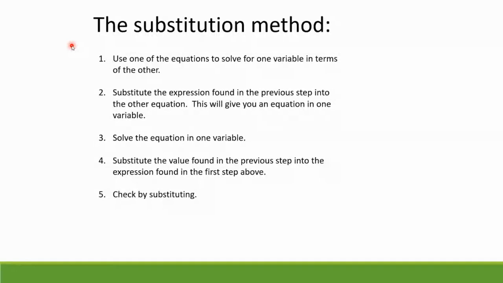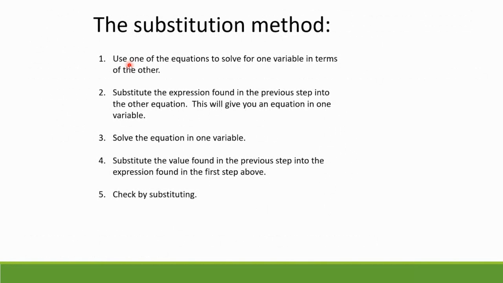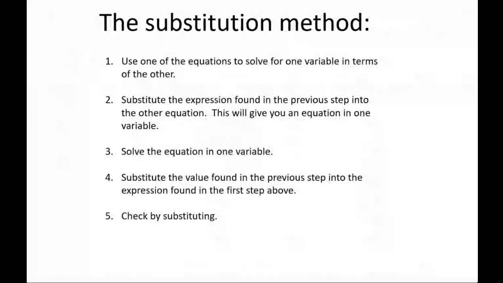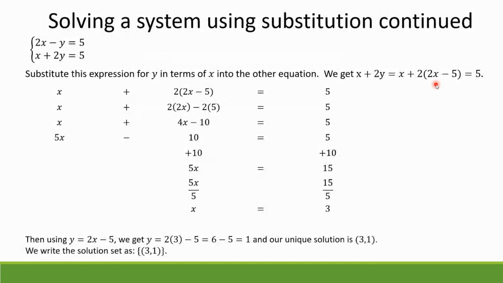Okay. Now, what we just did was the substitution method, right? Basically, what we did was we used one of the equations to get one variable in terms of the other. We used the first equation to get y in terms of x. We substituted that expression into the other equation, right? That's what we did here. Doing so, we essentially killed off a variable. That is, we ended up with an equation in one variable only, as you can see.